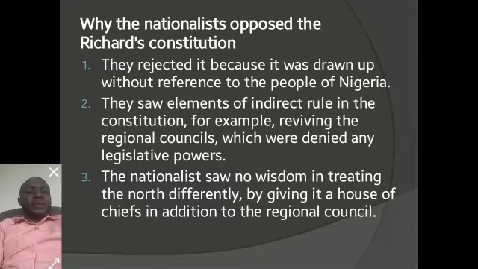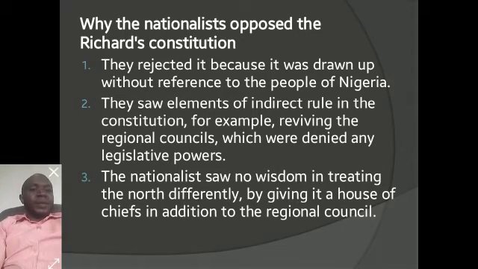They rejected it because it was drawn up without reference to the people of Nigeria. Now, you do not put up a constitution that is going to rule over a people without making reference to those people, or without consulting them, or without including them in the draft of that constitution. Secondly, they saw elements of indirect rule in the constitution.